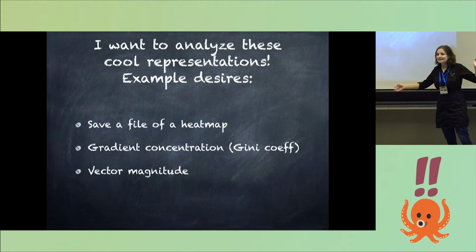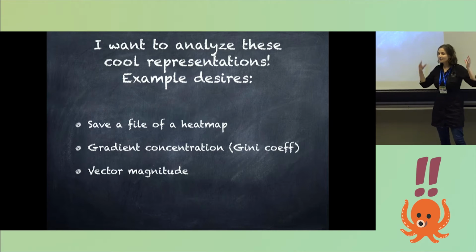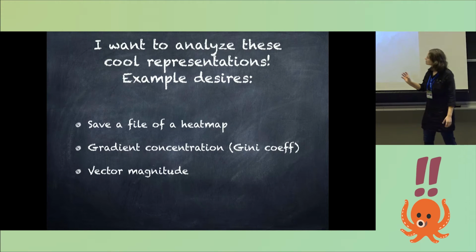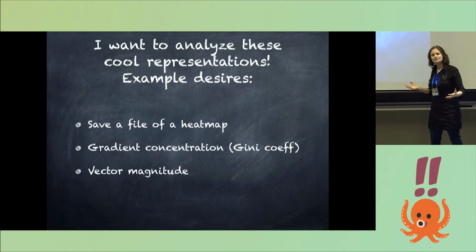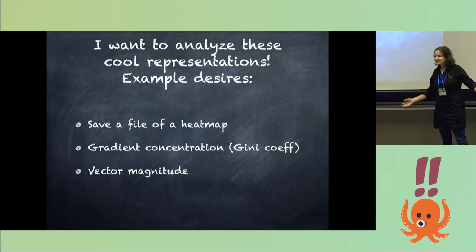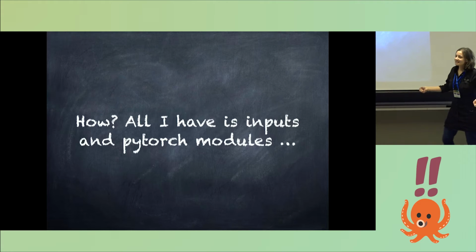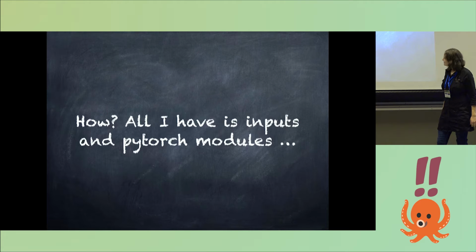I want to look at what's happening during my training or inference time, while it's running, right? I want to see what's happening with the representations. Maybe I want to save some heat maps of the different activations. Maybe I want to look at the concentration of gradients, which indicates whether your network is memorizing as opposed to learning a general function. Maybe I just want to see the magnitude of the error at each module. But all I have is inputs and some PyTorch modules that are trained or not. So what am I going to do?